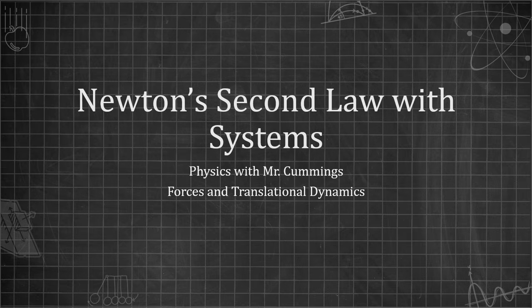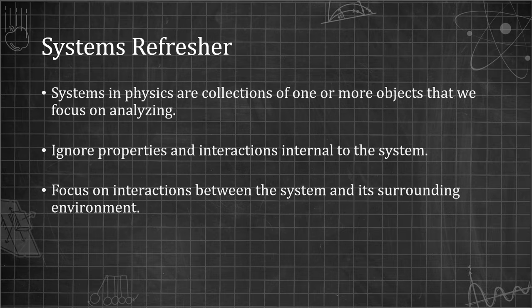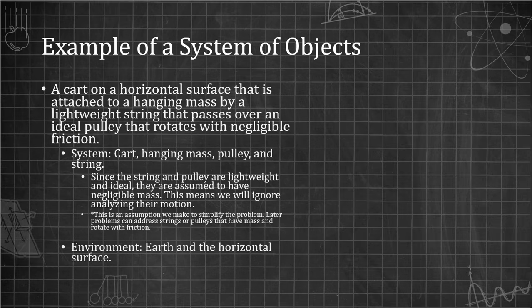Hello everyone, and welcome to this video on Newton's second law with systems. As a refresher, systems are collections of one or more objects that we're going to focus on analyzing as a whole. We're going to ignore properties and interactions internal to the system and focus on interactions between the system and its surrounding environment. A pretty common example of systems that we would analyze with forces in physics would be things that are connected by a string that pass over a pulley.